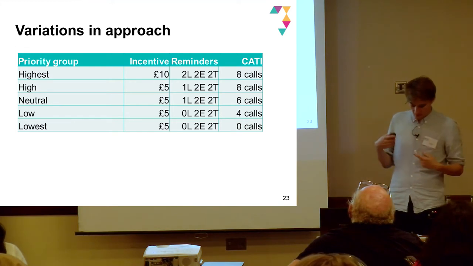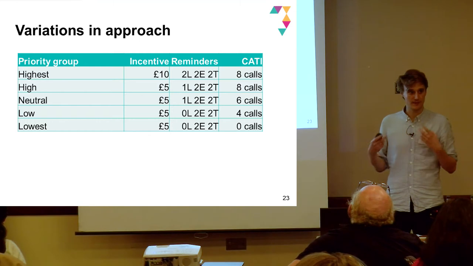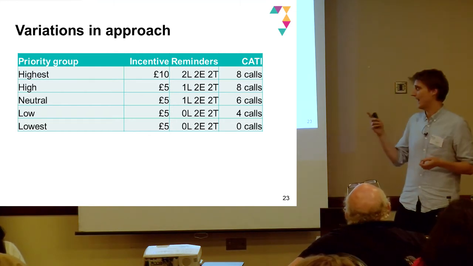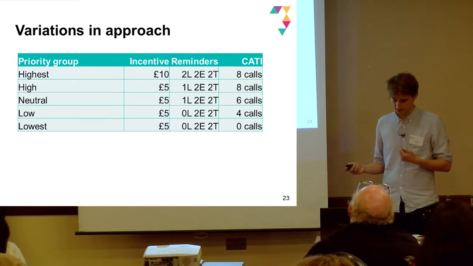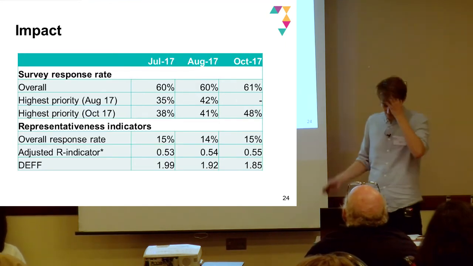Just to note, we manually move all of those people who say that they don't have access to the internet out of those bottom 2 groups to make sure they're still given the opportunity to take part. So what impact is this having?